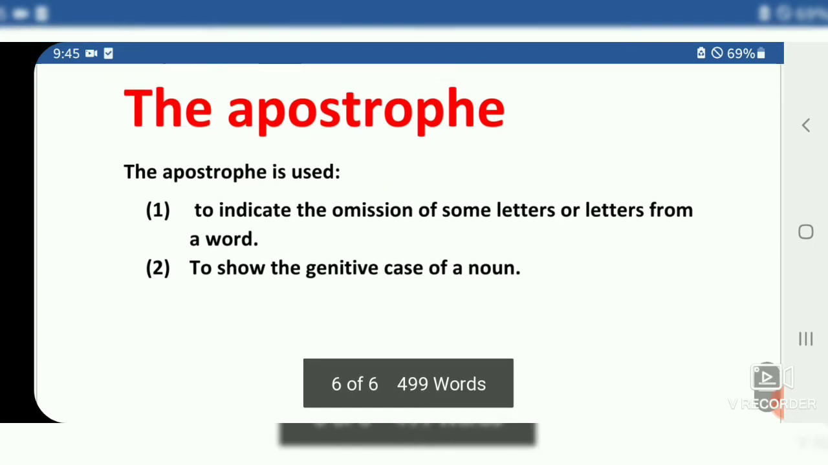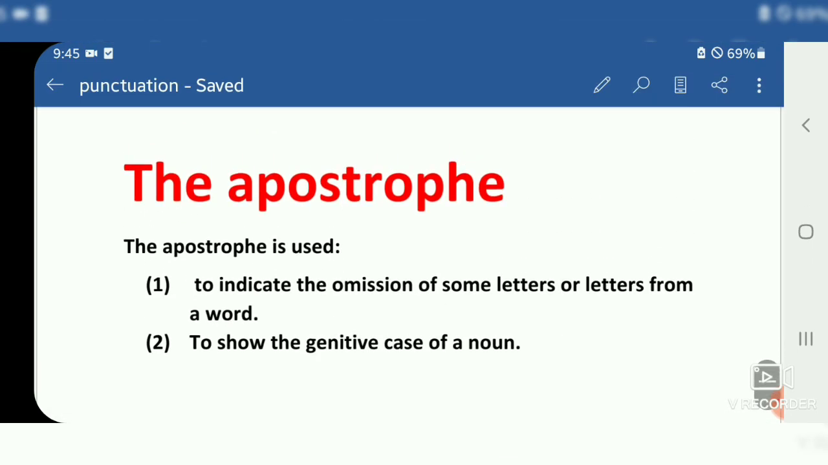And the last is the apostrophe. The apostrophe is used, number one, to indicate the omission of some letter or letters from a word. And number two is to show the genitive case of a noun. I hope all of you understand these definitions.